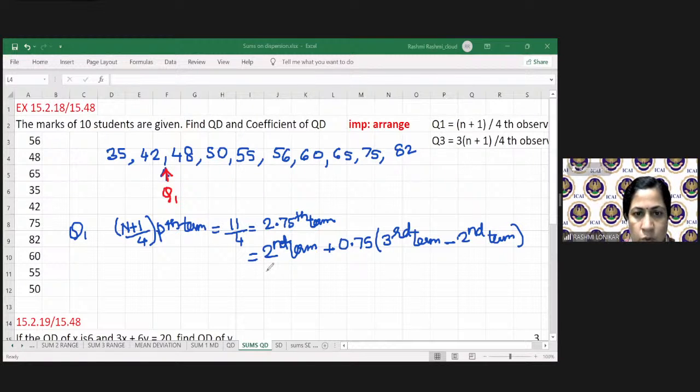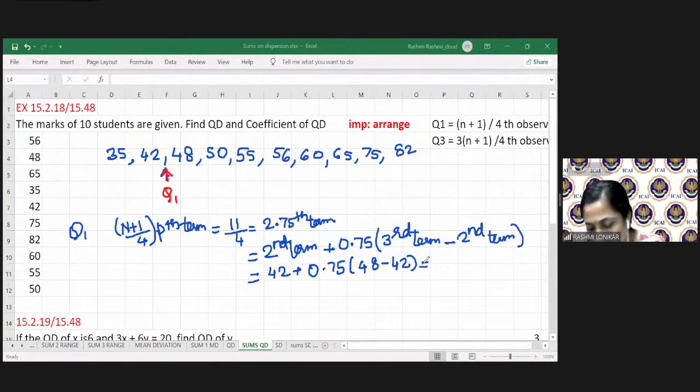That is 42 plus 0.75 into the third term, which is how much? 48 minus 42. So how much is this? 6 into 0.75 plus 42, that is 46.5. Okay, so my Q1 is 46.5.